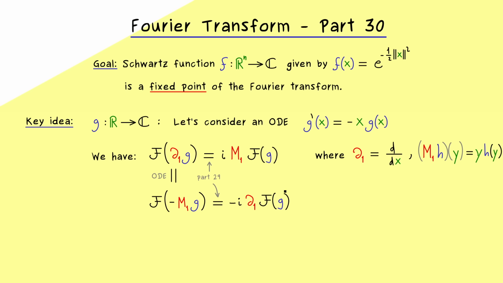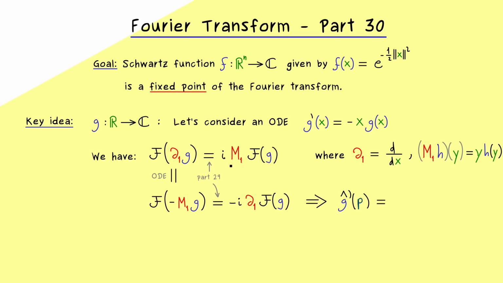And now if you compare the two results, you first see that the i cancels, and then you see that we still get an ODE for the Fourier transform. And as always, let's call the Fourier transform of g, g hat of p. And now actually the derivative of this function is involved here. And by the equations from before, we just see that this one is given by minus the multiplication operator applied to g hat. Or in short, just minus p times g hat of p.